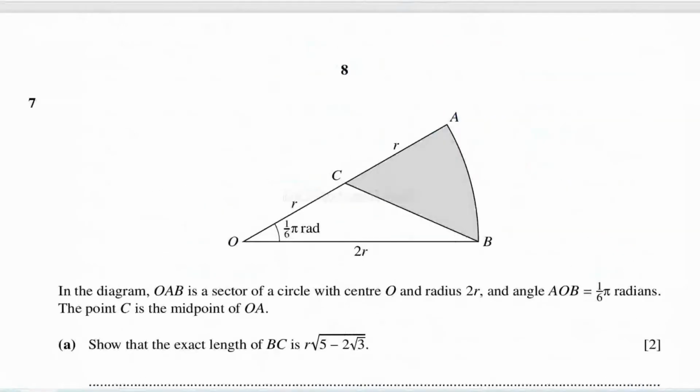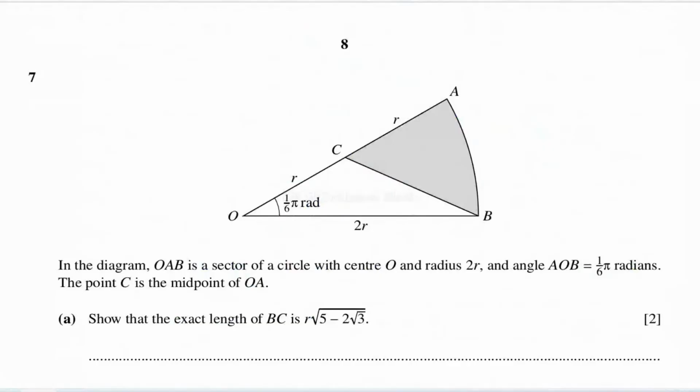Next, question number 7. In the diagram, OAB is a sector of a circle with center O and radius 2r, and angle AOB equal to 1 over 6 multiplied by pi radians. The point C is the midpoint of OA. Show that the exact length of BC is r multiplied by the square root of 5 minus 2 square root of 3.